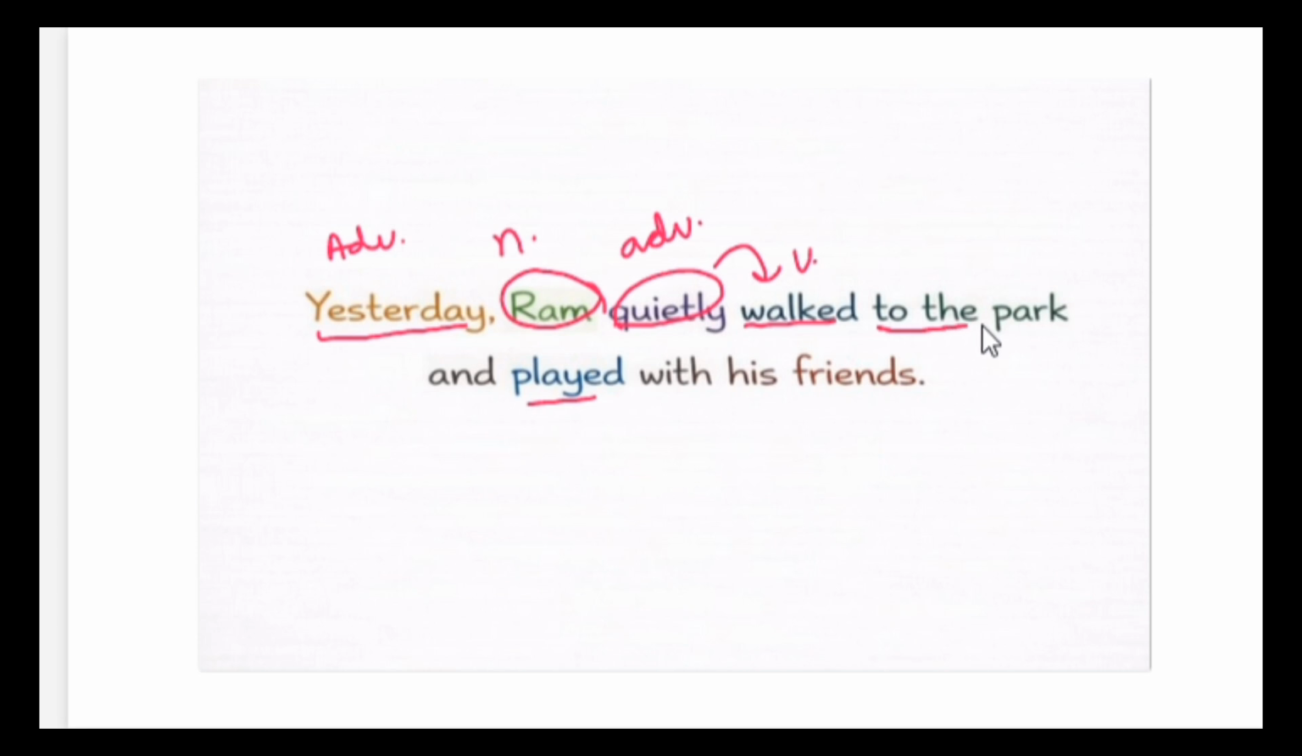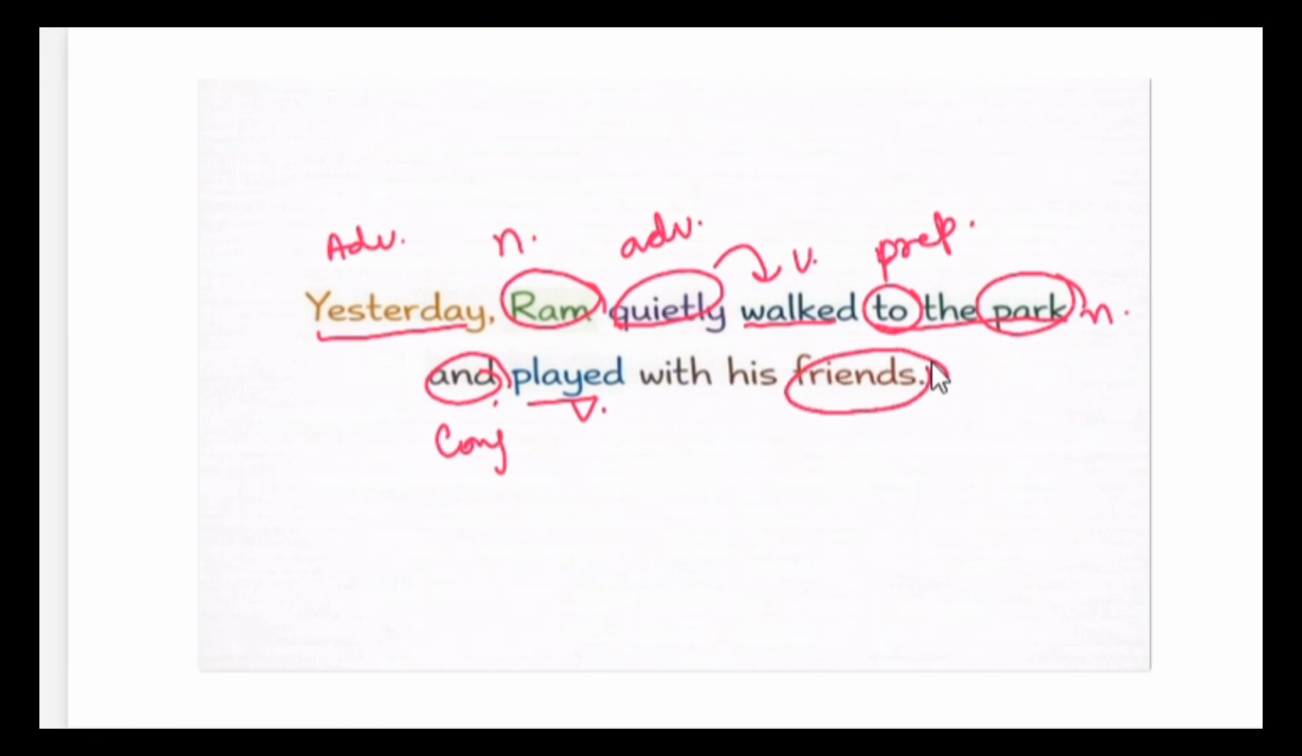To the park. Park is a place, so it is a noun. The word to shows direction. It is giving extra information, so to is a preposition. And. This word is joining two actions, walked and played, so it is a conjunction. Played. This again shows an action, so it is a verb. With his friends. Friends are people, so friends is a noun.